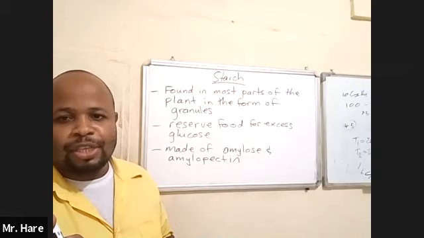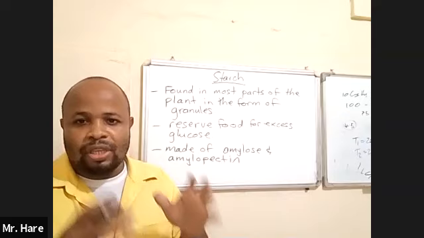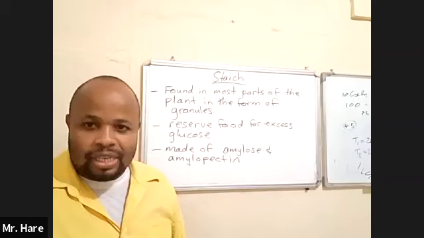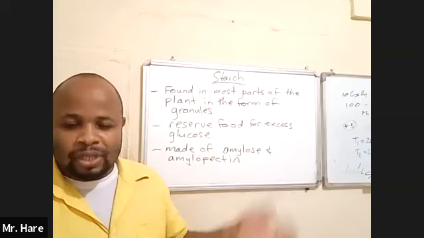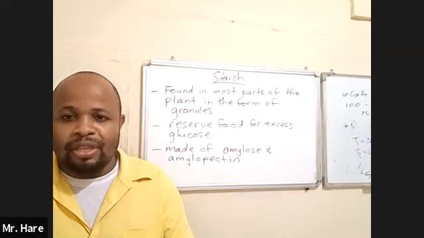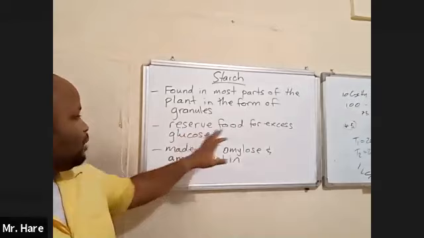Someone knows, so remember in photosynthesis, the product is glucose. But the excess glucose, if you have too much of it, is converted to starch. So when you look at plant cells and you see those granules, I would say those are starch granules, and if it was animal, glycogen granules. So any excess glucose that is present is converted into the polymer starch. So when we say reserve food for excess glucose, it is the form in which excess glucose is stored.